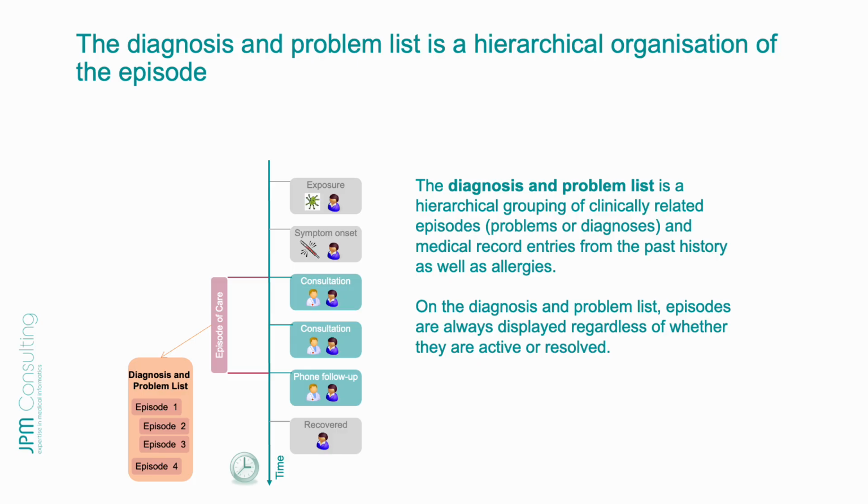The diagnosis and problem list provides a hierarchical view. It groups clinically related episodes, meaning problems or diagnoses. It can also include key entries from the past medical history and allergies. On the diagnosis and problem list, episodes are shown regardless of whether they are active or resolved.